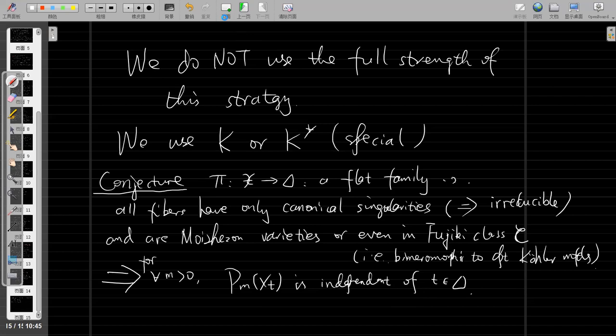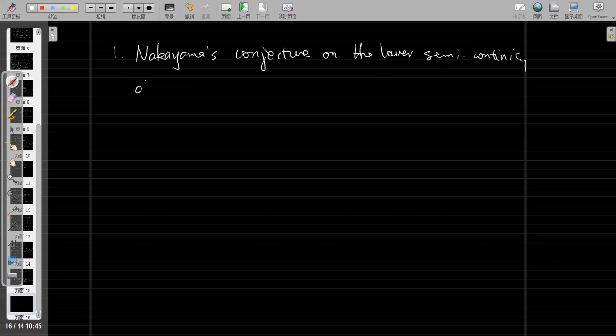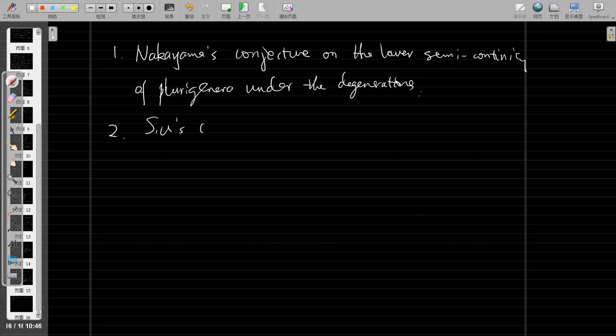The first one is Nakayama's conjecture on the lower semi-continuity of plurigenera on the degeneration. And also a quite famous conjecture by Shokurov on deformation.